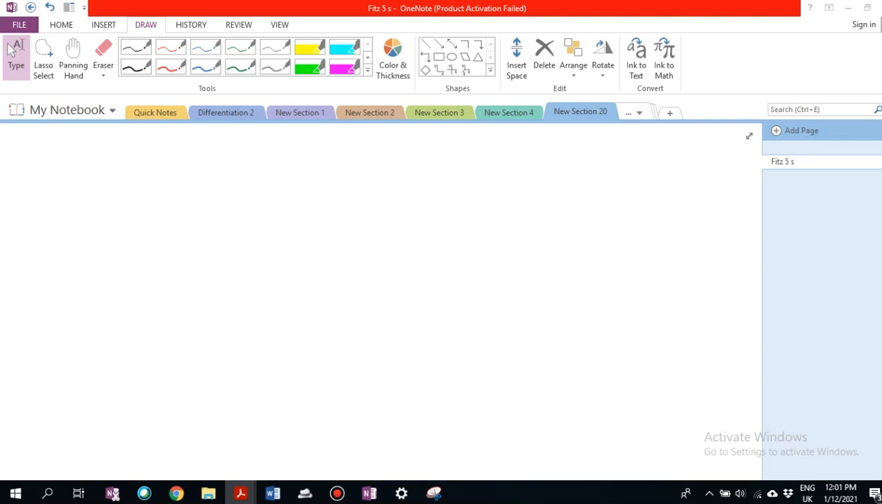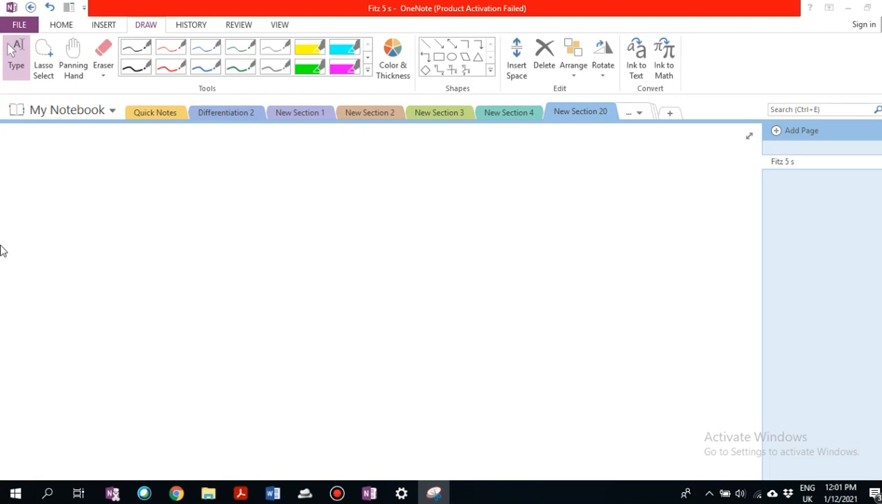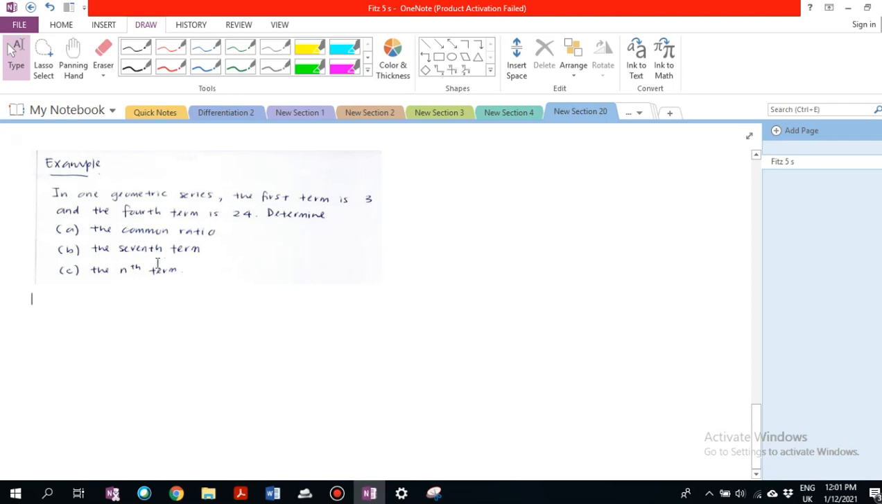Okay, for example, we have one geometric series. The first term is 3 and the fourth term is 24. Determine the common ratio. So we have a solution. Where is your A? The first term. So A is equal to 3.